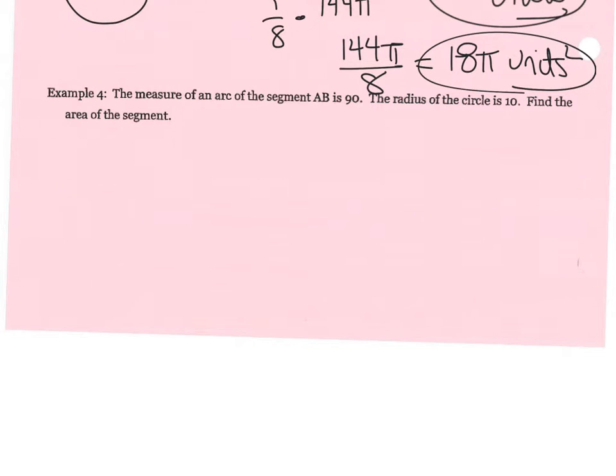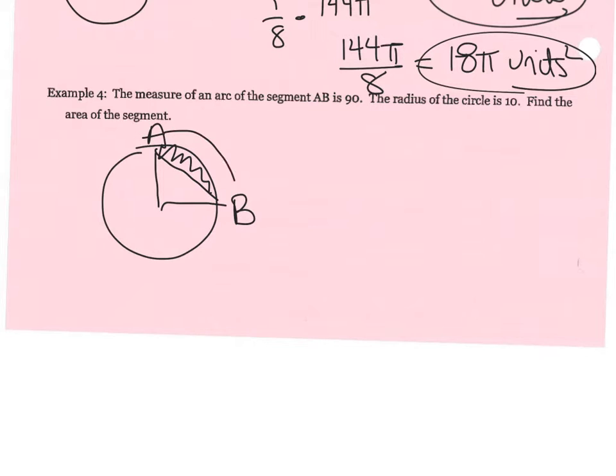Example 4, the measure of an arc of a segment AB is 90. The radius of the circle is 10. Find the area of the segment. So we're going to draw a circle, and we have a radius of 10 and another radius of 10, and they say that the measure of an arc of a segment is 90. We need to realize that a segment is this piece, A to B, and from here to here it's 90 degrees, which also means this is 90 in here because this is a central angle.